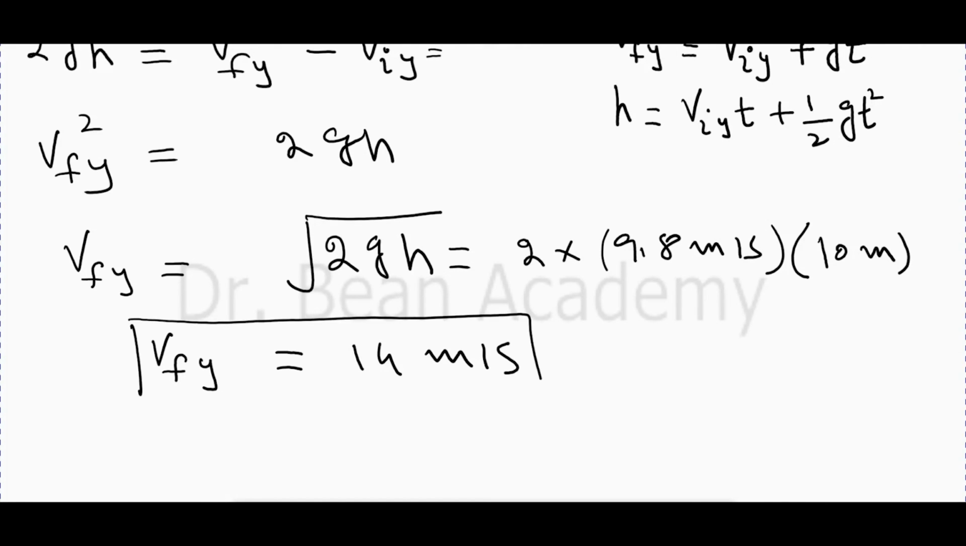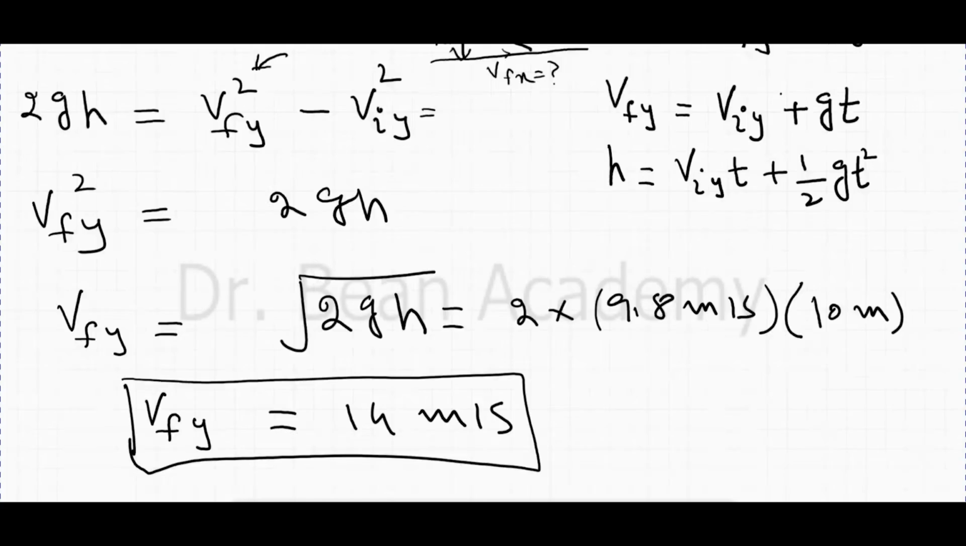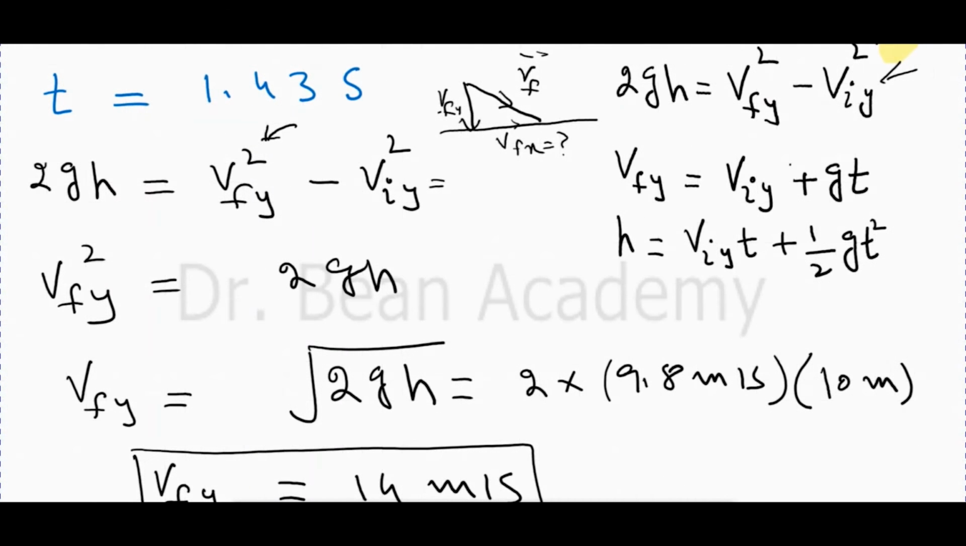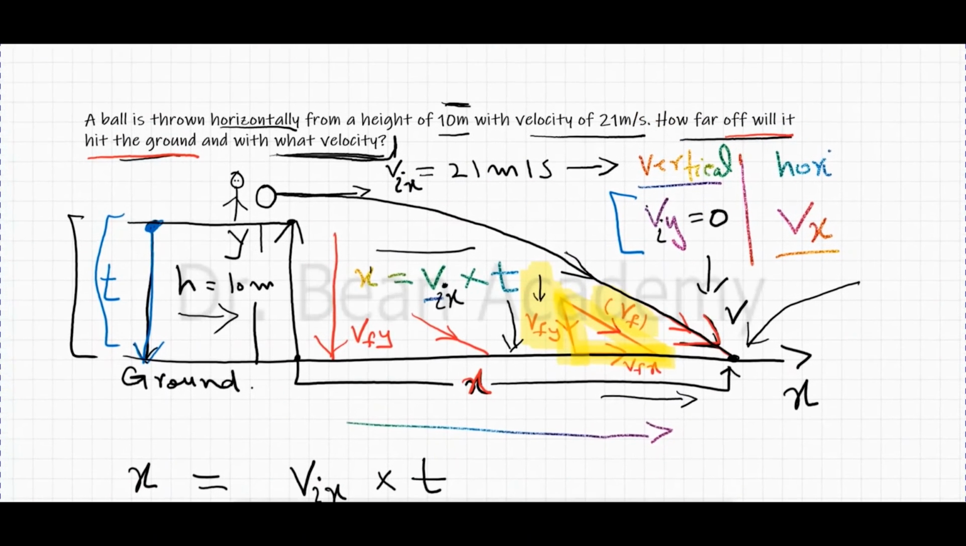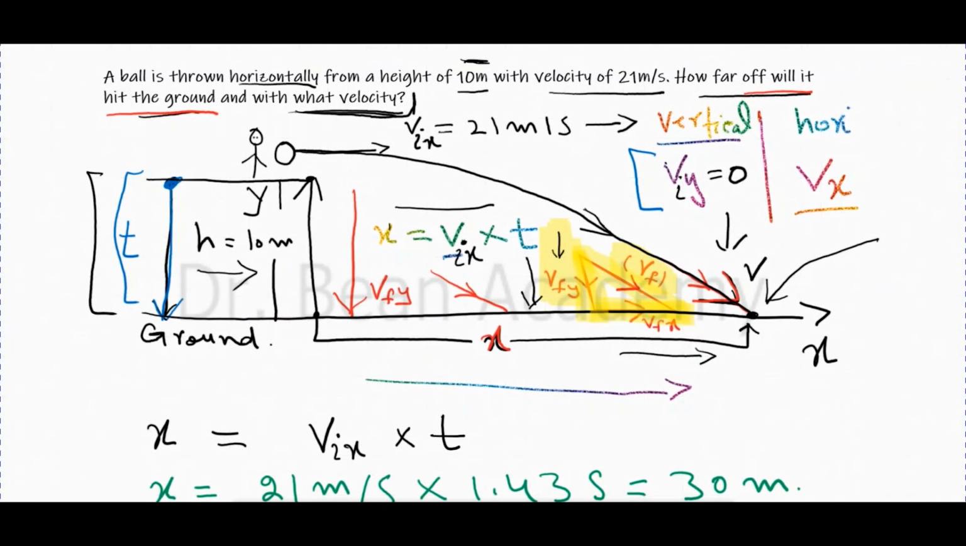So now we found the vertical component of the final velocity with which it will hit the ground, and now we need to find the horizontal component, because this is the missing piece of information. Let's see how we can find it. We need to find vf of x, the horizontal component. Do you have any idea how we can find this vf of x?